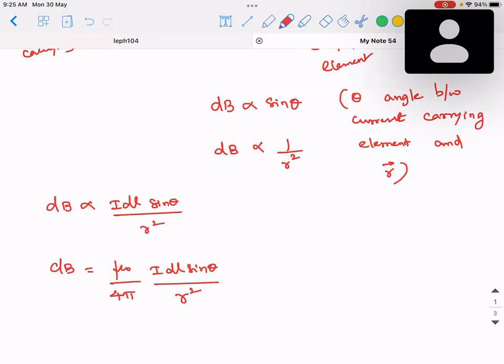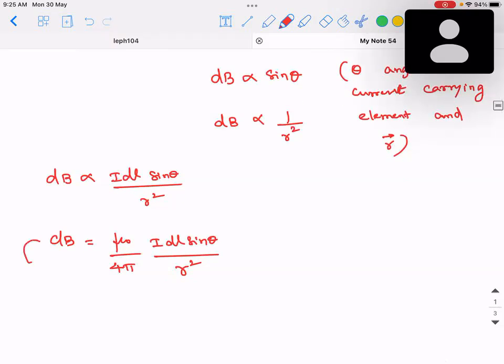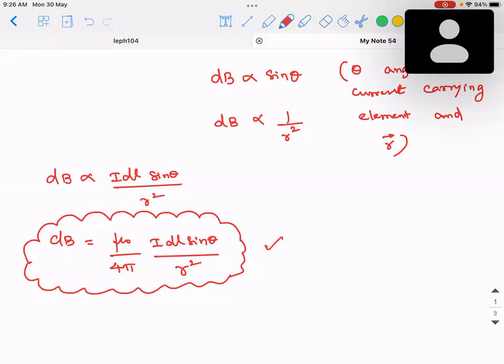So this is the final expression for the magnetic field due to a current carrying element. It is not the value of the total magnetic field. Remember, the Biot-Savart law never spoke about the total magnetic field due to the whole conductor. It spoke only about a small element taken on the conductor. So the expression always should have dB. Don't make the mistake of writing it as B, as the whole context will change. So dB equals mu naught divided by 4 pi into I dl sine theta divided by r square.